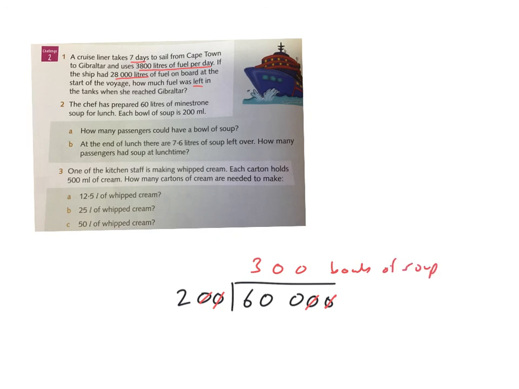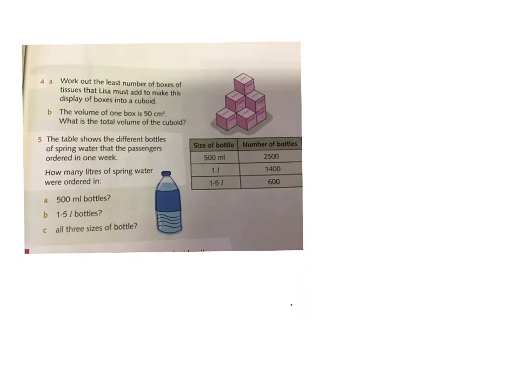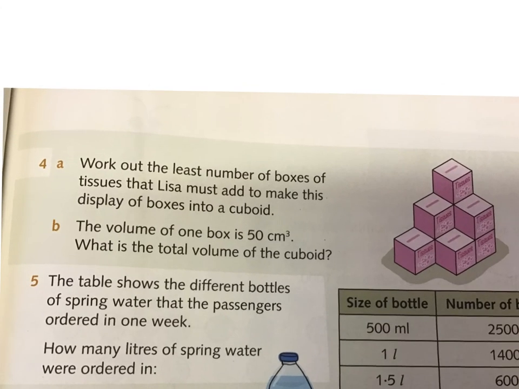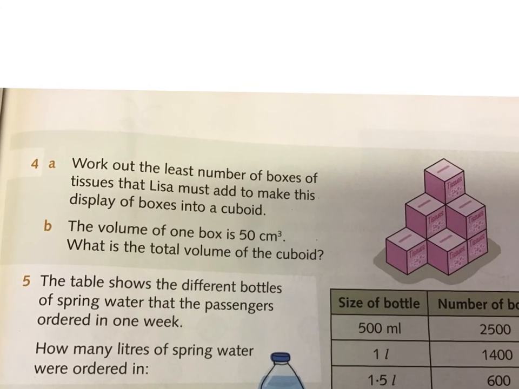That little division strategy will come in useful for some of the other problems that you'll get in questions 2 and 3. Moving on to question 4, and this is a question about volume. So we talked about this earlier with the centimetres cubed on our learning video. Work out the least number of boxes of tissues that Lisa must add to this display to make this display of boxes into a cuboid.